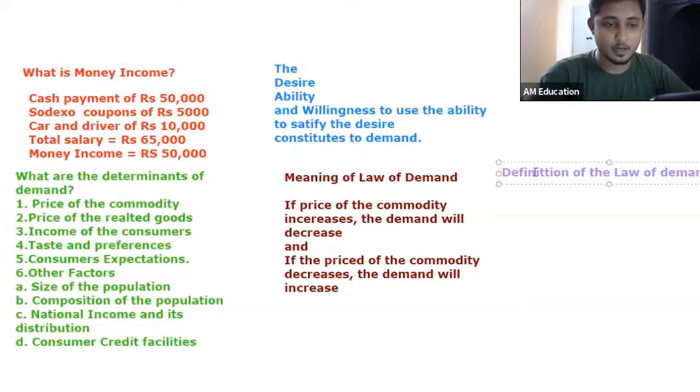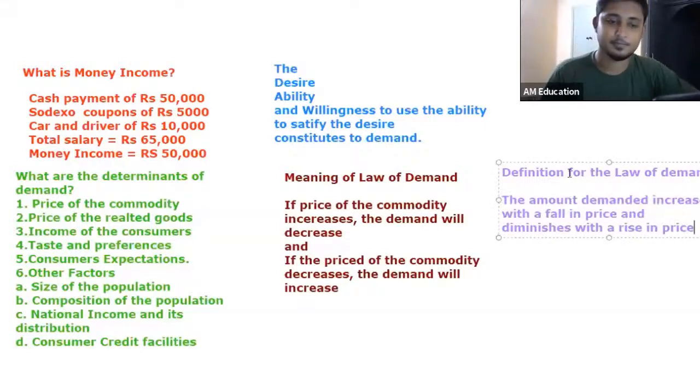And what is the meaning? And what is the definition of the law of demand? Definition is a better word. That is how he expressed it. Whoever expressed it, expressed it in this way: the amount demanded increases with the fall in price and diminishes with the rise in price. That's how he communicated the meaning of the law of demand to someone. The words you choose, the sentence structures you choose to convey the meaning of something is your definition. As simple as that.